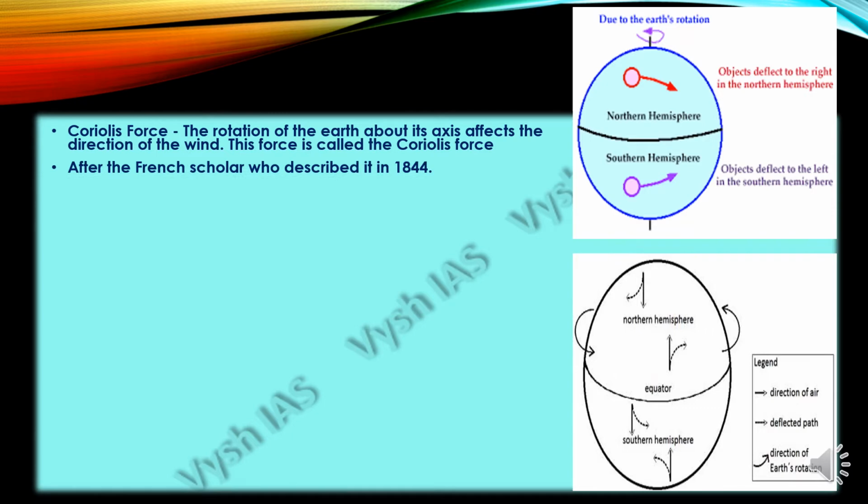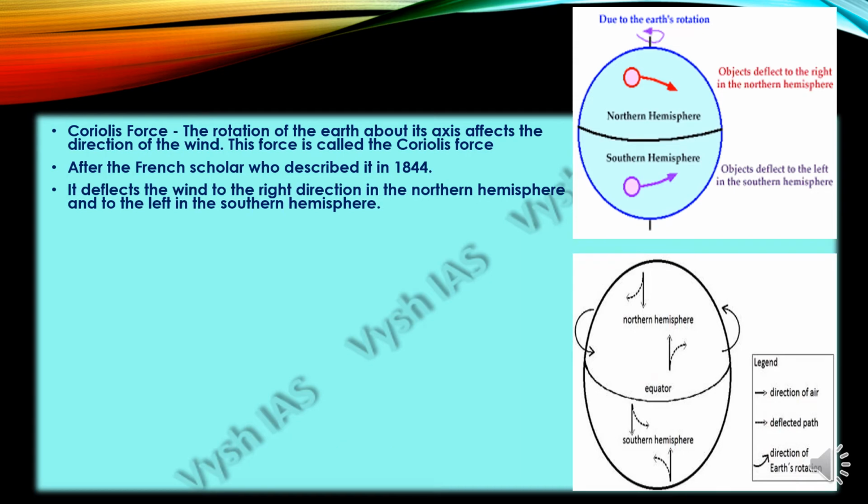This Coriolis force was, I think, named after the French scholar who described it in 1844, and it deflects the wind to the right in the northern hemisphere and to the left in the southern hemisphere. So remember, in the north, right hand, and in the southern hemisphere, left hand. That is how you can remember the deflection path. The deflection is more when the wind velocity is high, because the speed will be too much, so the deflection also becomes double.